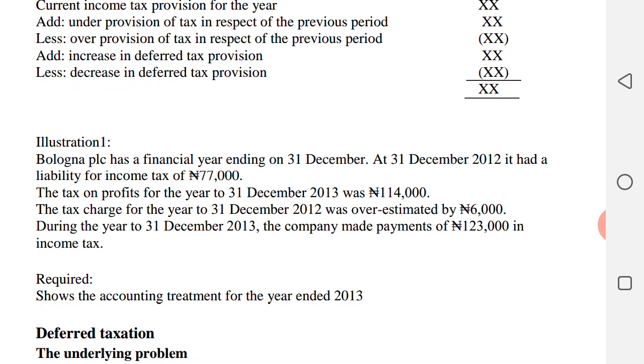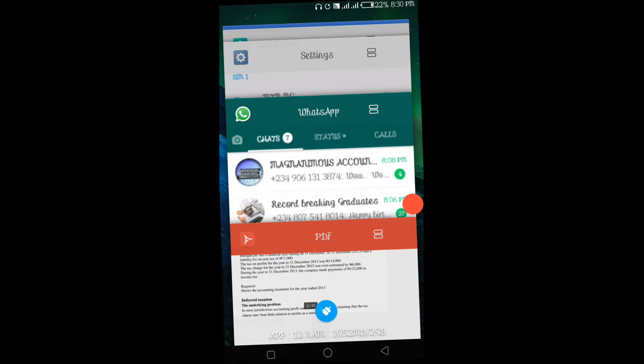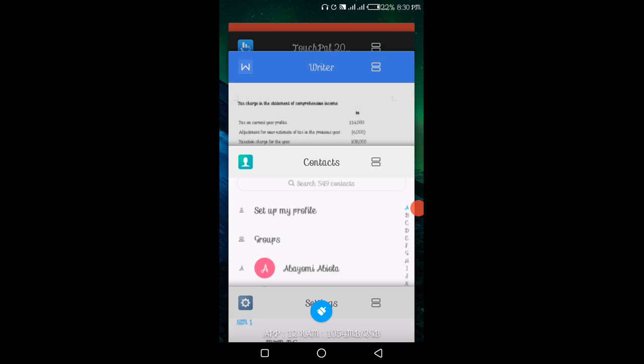During the year to 31st December, the company made a payment of this. They now make payment. We are told that when you complete your tax, the following year you make payment to the government. So the amount you provide for in the previous year and the amount you now paid, the difference is what will warrant your over provision and under provision. So let's look at the solution.